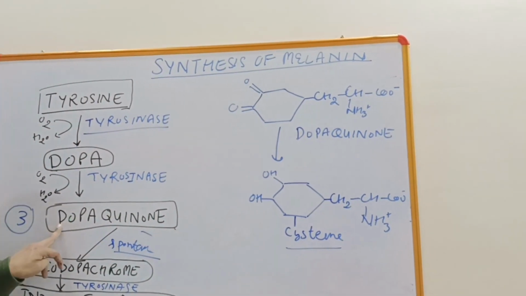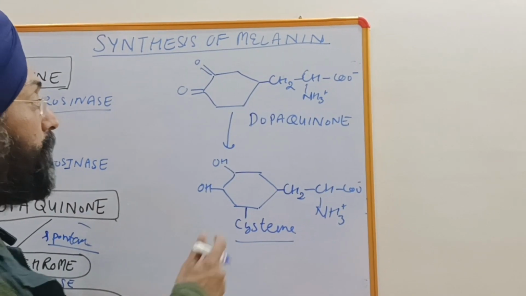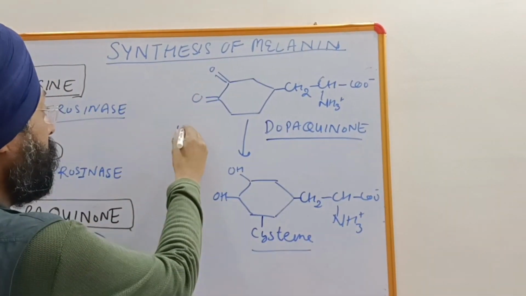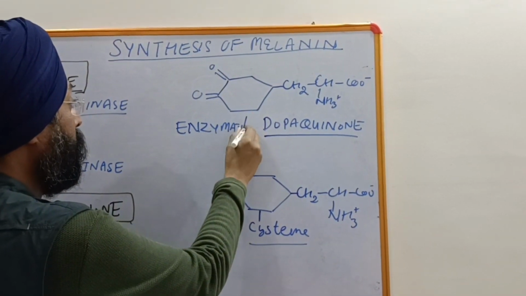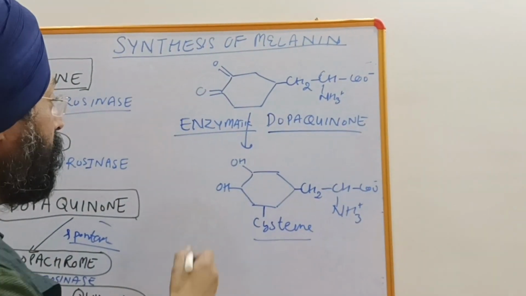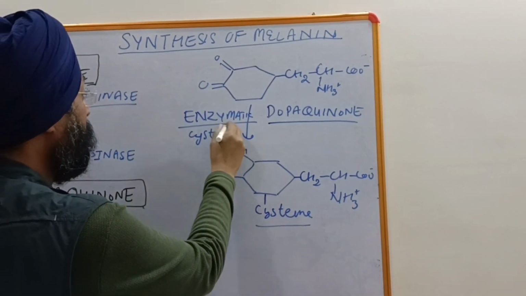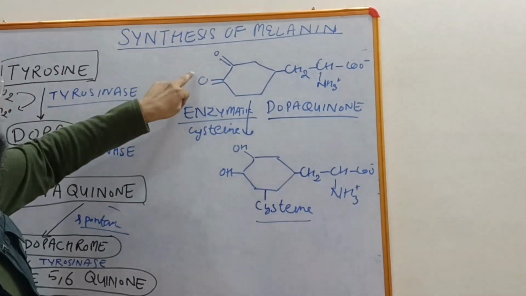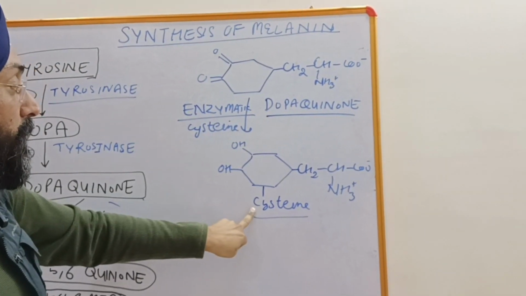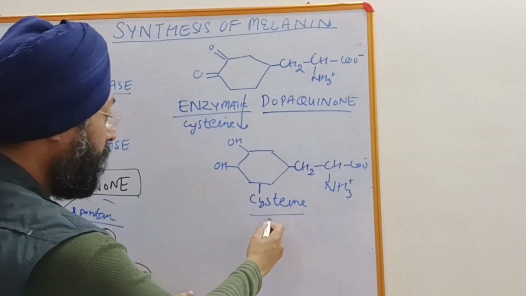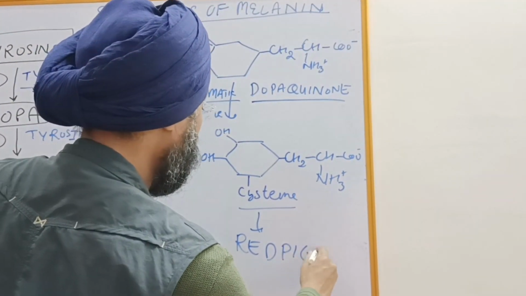Now, from dopaquinone, we earlier discussed the spontaneous reaction, and this is the second reaction from dopaquinone, that is enzymatic. It occurs in the presence of the amino acid cysteine. In dopaquinone we have two quinone groups. When cysteine is further attached, it will finally lead to the synthesis of red pigment.